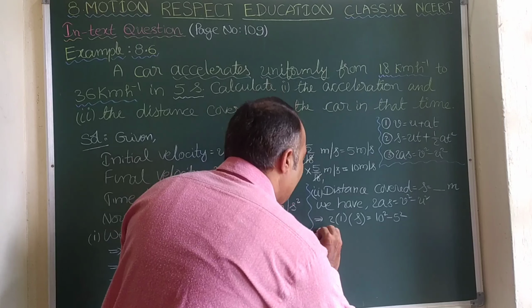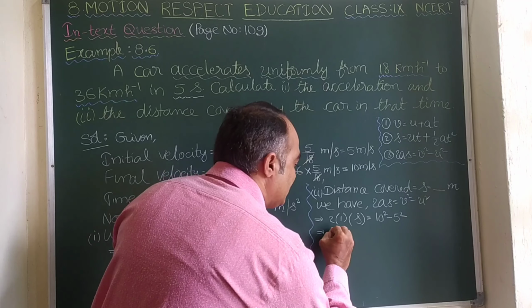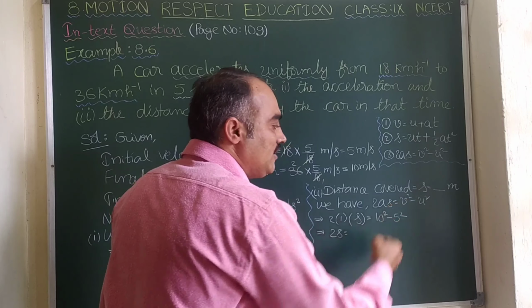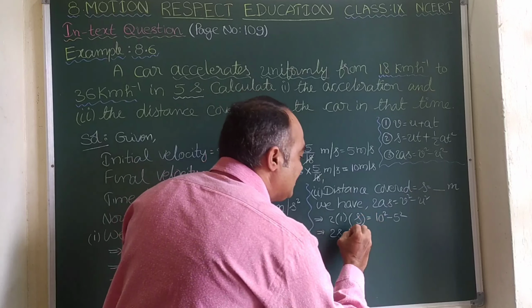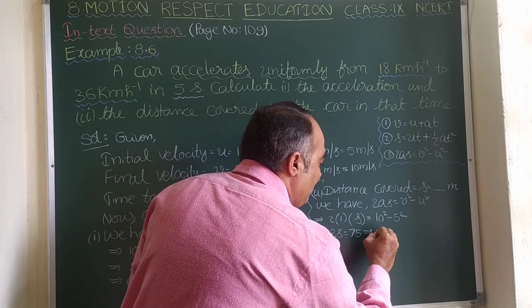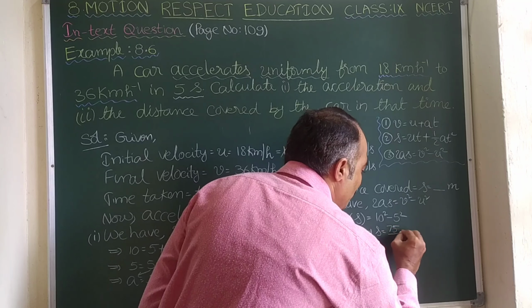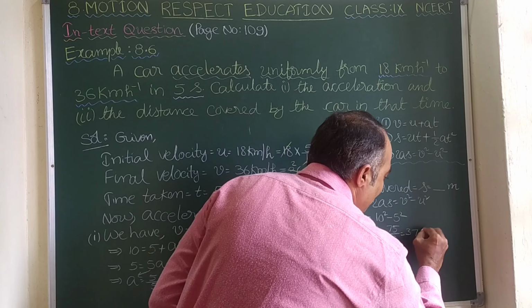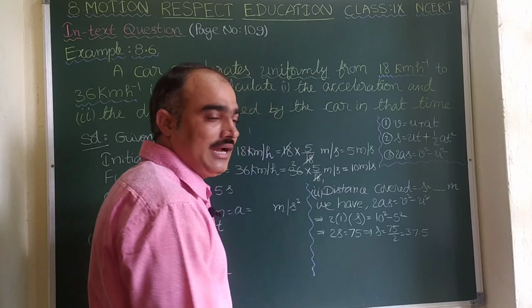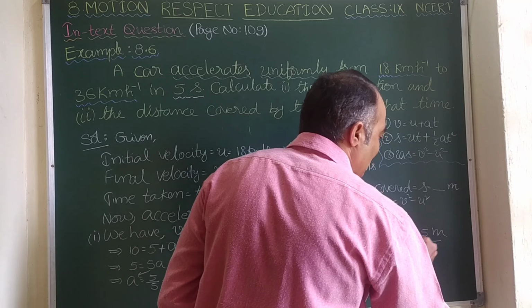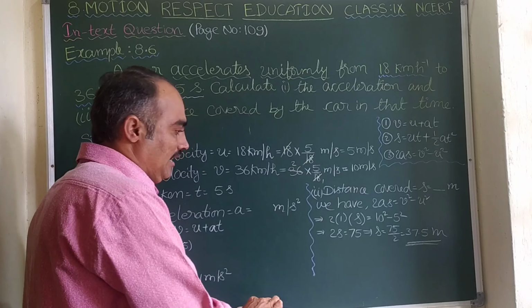Now let us simplify here. 2 into 1 is 2, so 2 times s is equal to 10 square is 100, minus 5 square is 25. 100 minus 25 is 75. Now here s is, let us send 2 down, 75 by 2, that is 37.5 units. I have told you already, meters, right? 37.5 meters.